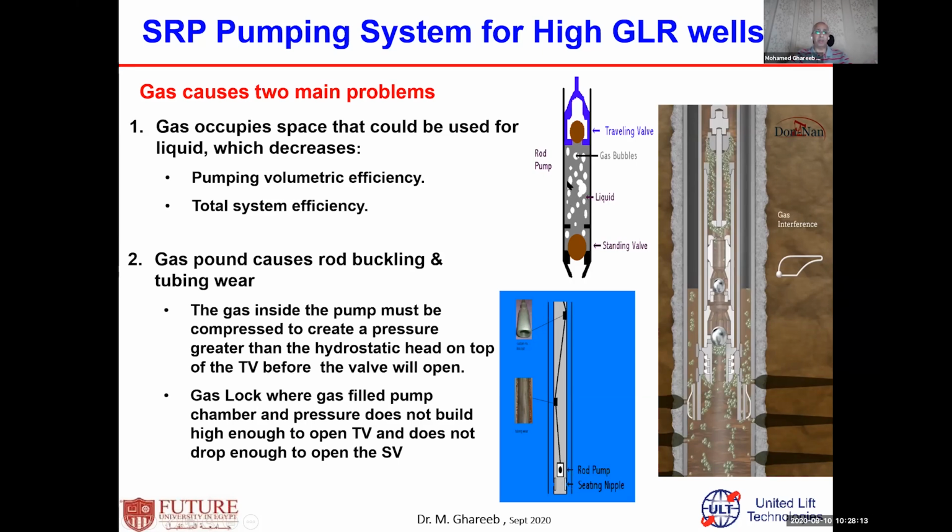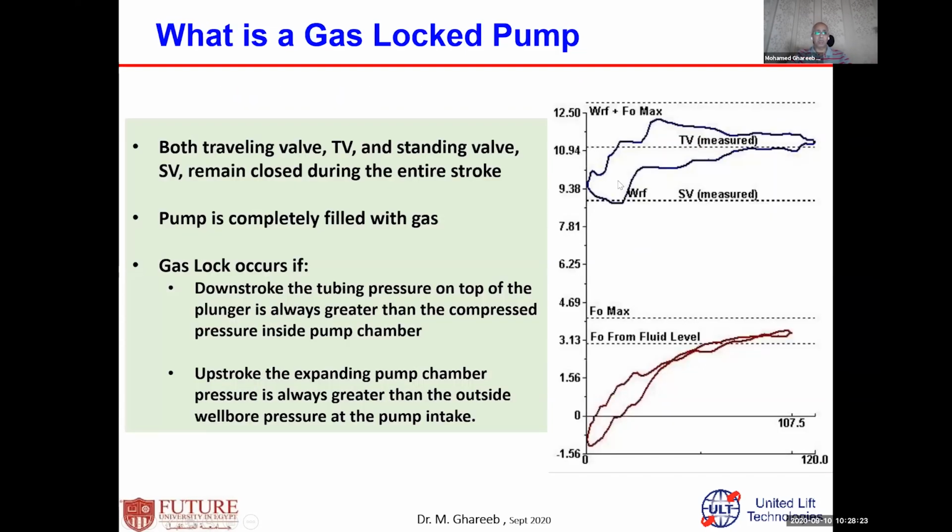What will happen here? Well, in this case, the gas can be expanded and compressed without opening the pump, and then you lose your production. You cannot produce and so on. This is just a shape of what we call the gas lock. How does the gas lock look in downhole cards?